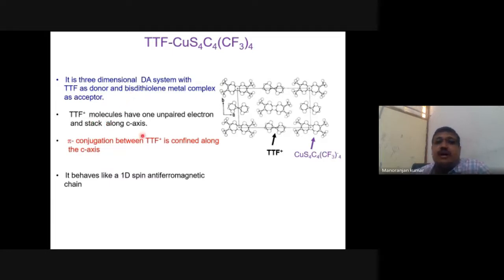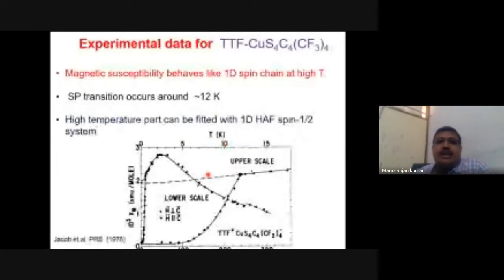And TTF plus molecule has one unpaired electron and stacks along the C direction, which is perpendicular to this line. The pi conjugation between the TTF plus is confined along the C axis, and it also behaves as if you have a 1D spin-half antiferromagnetic chain.